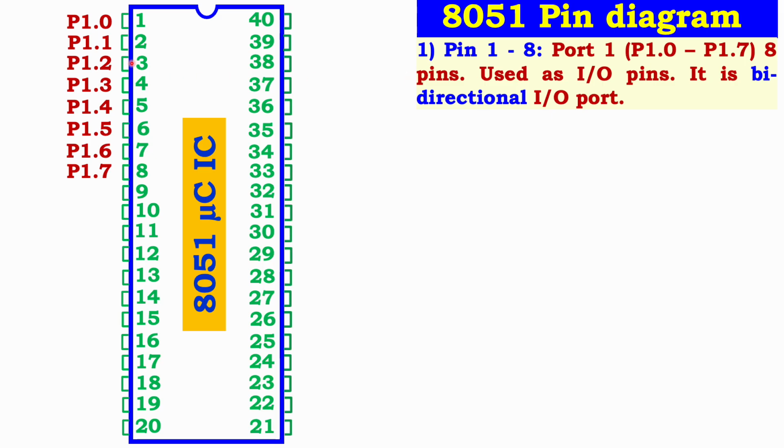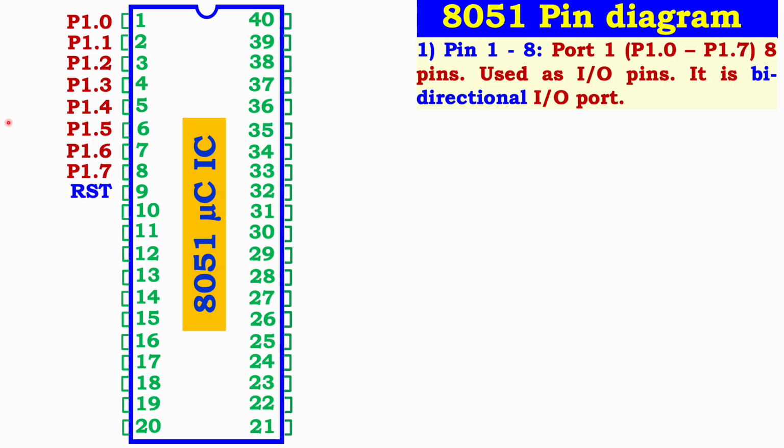Now all these pins, whether Port 1, Port 2 or Port 3, are IO pins. The importance of Port 1 is that it is bidirectional. We can connect input or output to any pin from P1.0 to P1.7: all pins connected to input, or all pins connected to output, or some connected to input and the others to output. So it is bidirectional. This is the first point you have to remember carefully about the 8051 pin diagram.